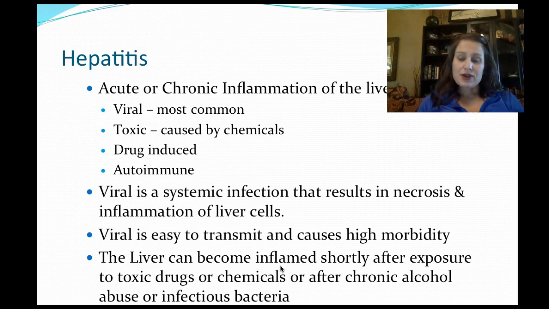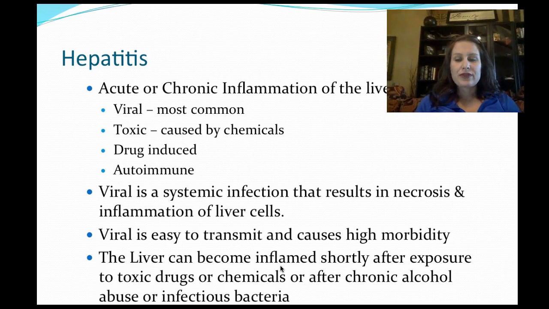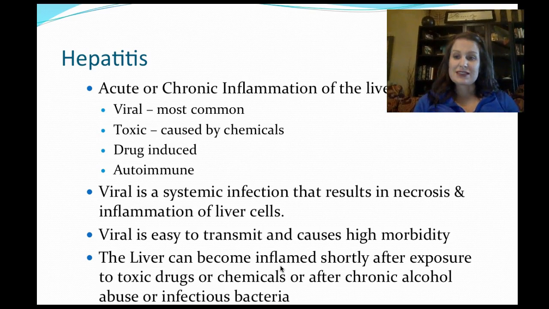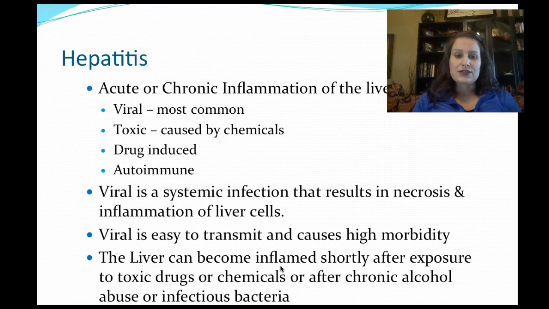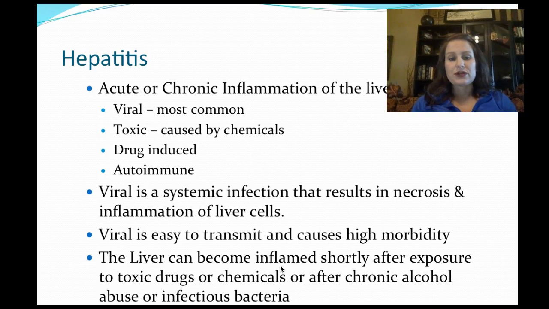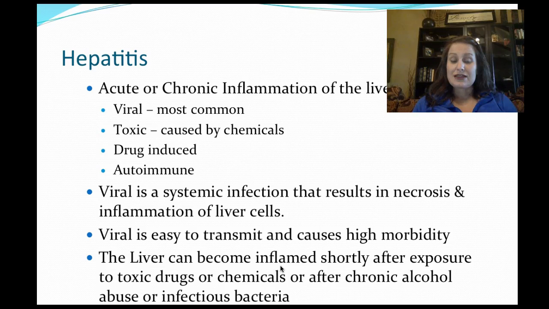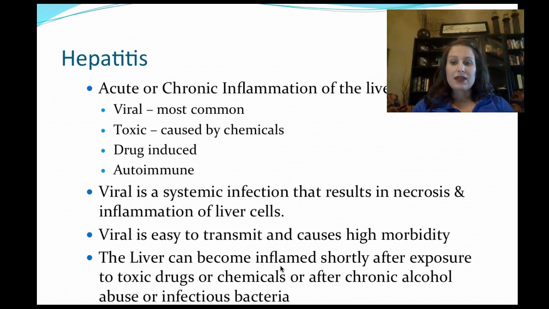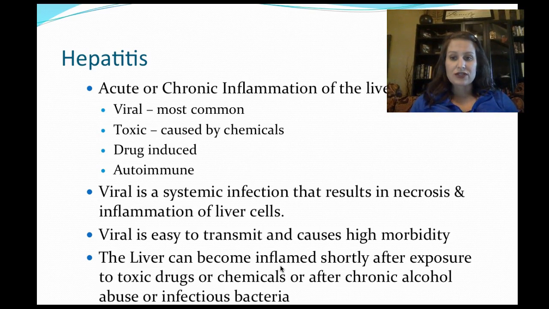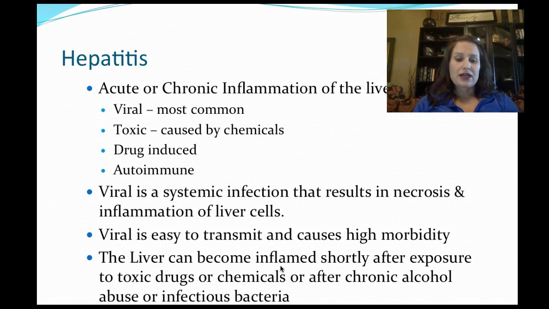A lot of times, most commonly, it is going to be viral. It can be caused by toxins, different chemicals, drug-induced, or it can be autoimmune. So the viral is a systemic infection that results in necrosis and inflammation of the liver cells. Viral is really easy to transmit and it causes a high morbidity. The liver can become inflamed shortly after exposure to toxic drugs or chemicals or after chronic alcohol abuse or infections.